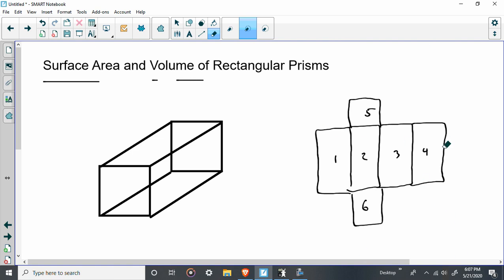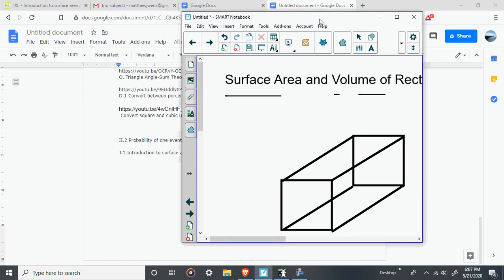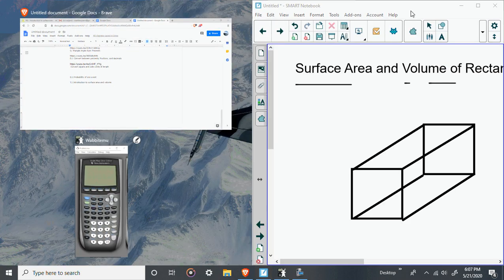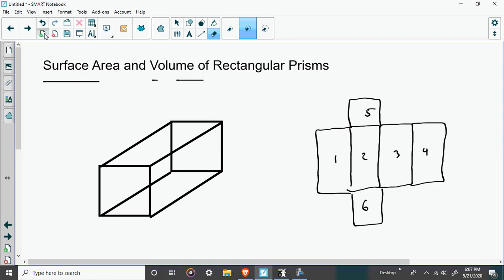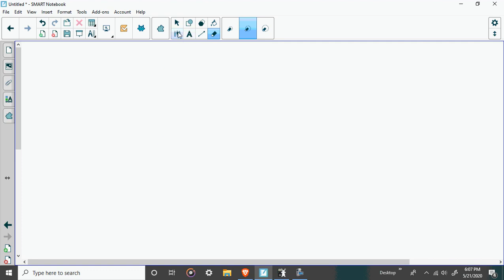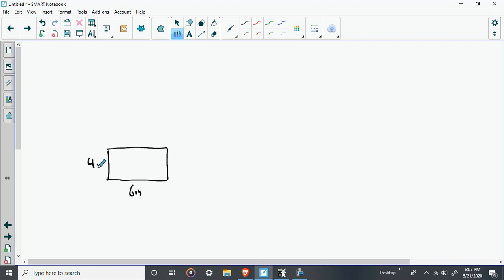So you find the area of this. What you're going to find out is that, in this case, because you have a square base, these 4 are all going to be the same, and these 2 are going to be the same. So it won't be as much work as you think it is, okay? So let's go ahead. I'll make you guys one. Say, for example, I got a box that's, I don't know, 6 inches this way by 4 inches this way.